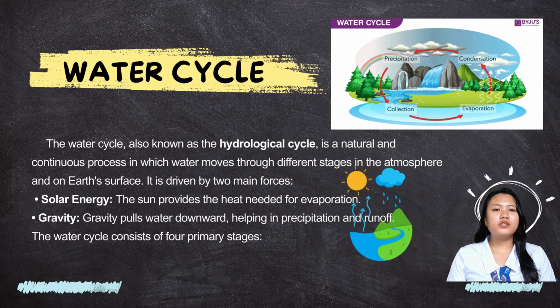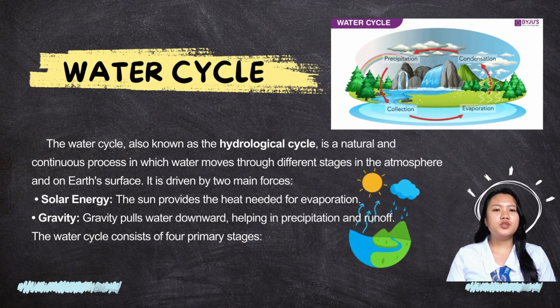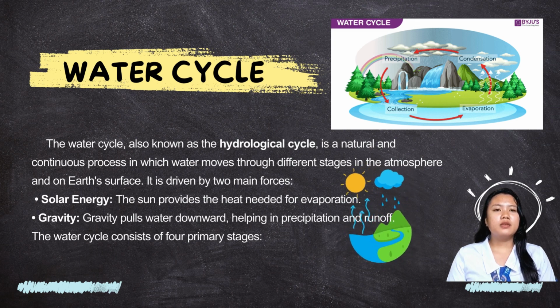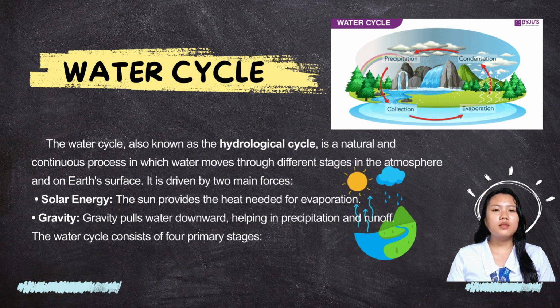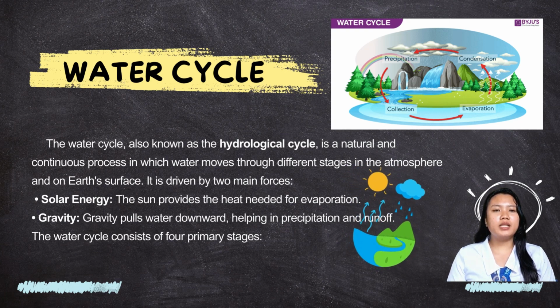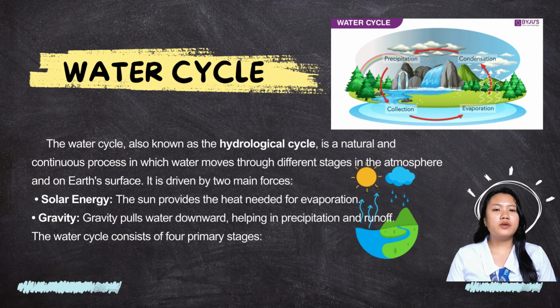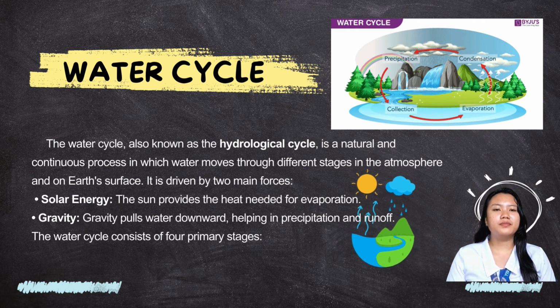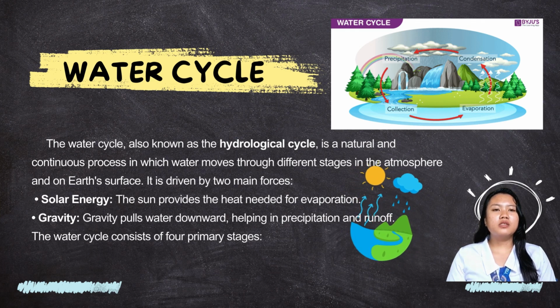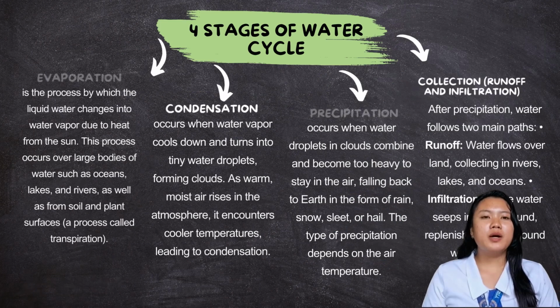The water cycle, also known as the hydrological cycle, is a natural and continuous process in which water moves through different stages in the atmosphere and on Earth's surface. It is driven by two main forces, solar energy and gravity. Solar energy, the sun, provides the heat needed for evaporation, while gravity pulls water downward, helping in precipitation and runoff. The water cycle consists of four primary stages: evaporation, condensation, precipitation, and collection.